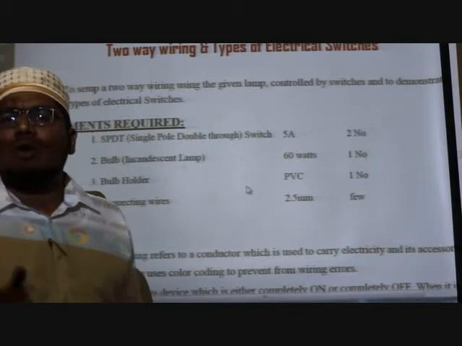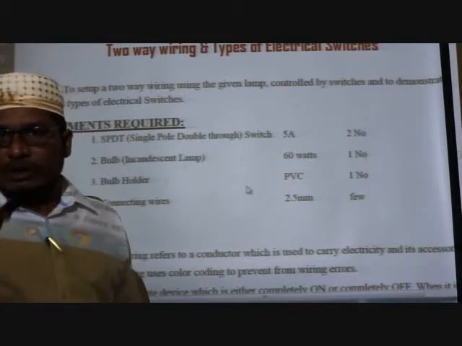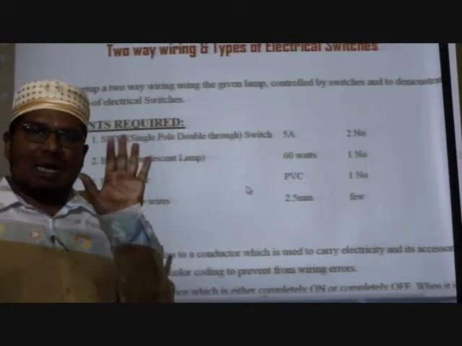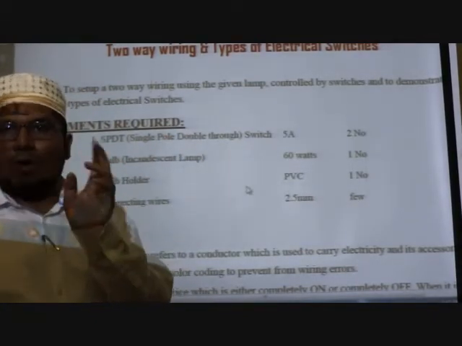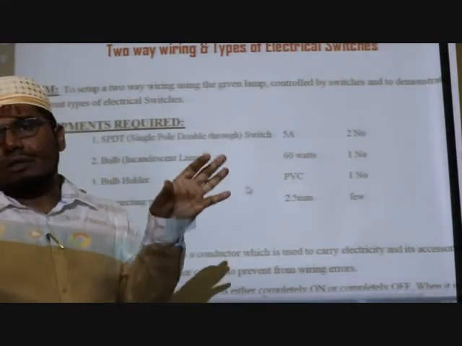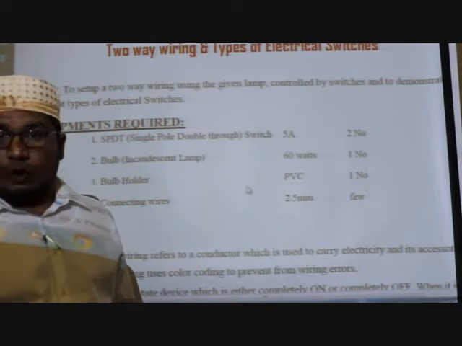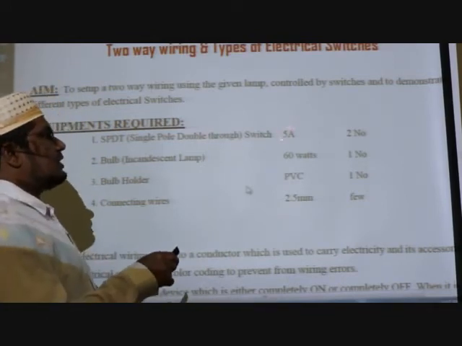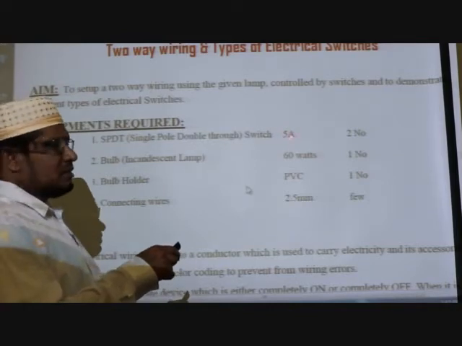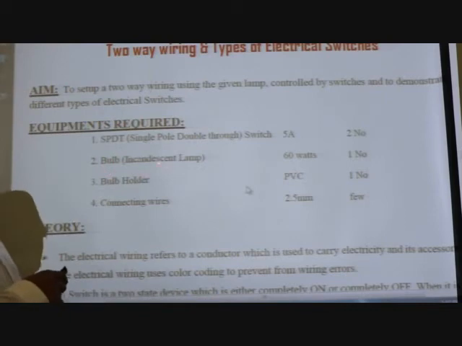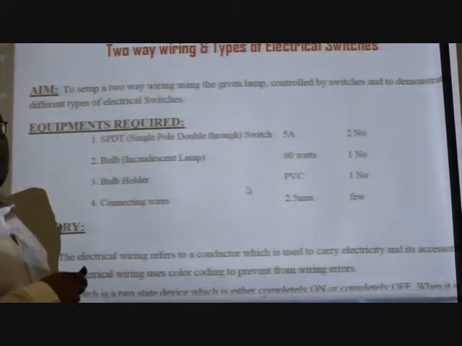It will have the circuit on the left side or the circuit on the right side, meaning two circuits you can connect to this switch, and either one can be on. That is, one part of the circuit can be on, or another part of the circuit can be on. Two operations we can make here, that's why double throw. What is the switch rating? 5 amperes, a simple switch. How many do we need? 2. Now the bulb.